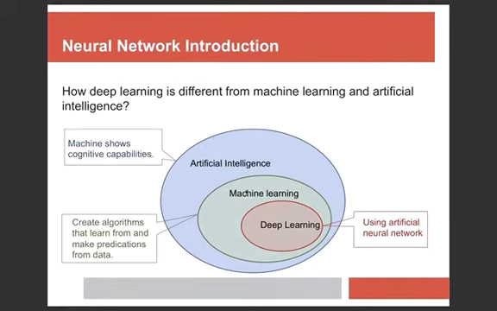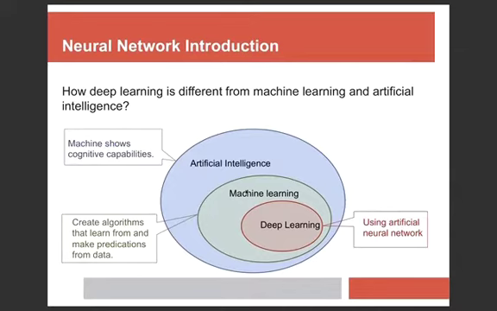Artificial intelligence is a very broad conception. If a machine shows cognitive capacities, then we can call it artificial intelligence. So it may include reinforcement learning, computer vision, speech recognition, knowledge inference, and so on. In other words, artificial intelligence means human intelligence exhibited by a machine.